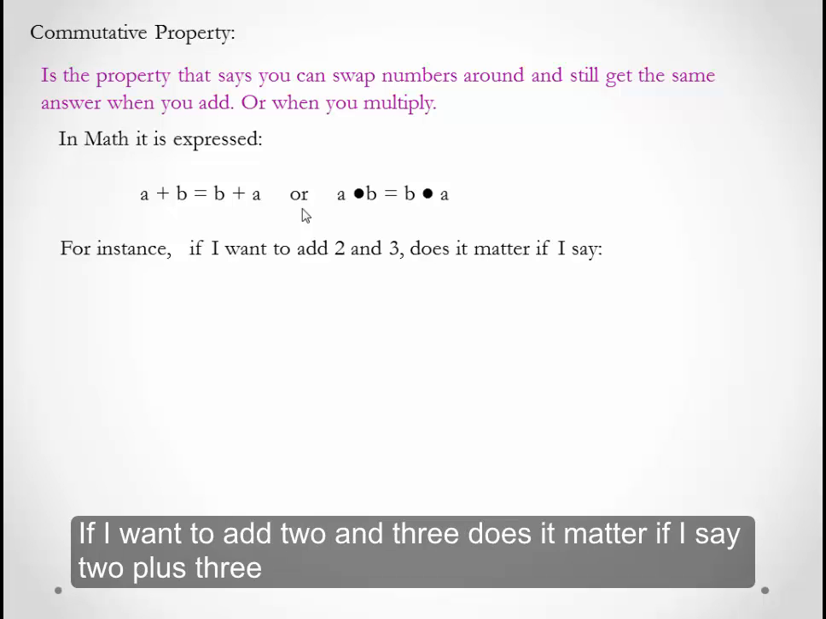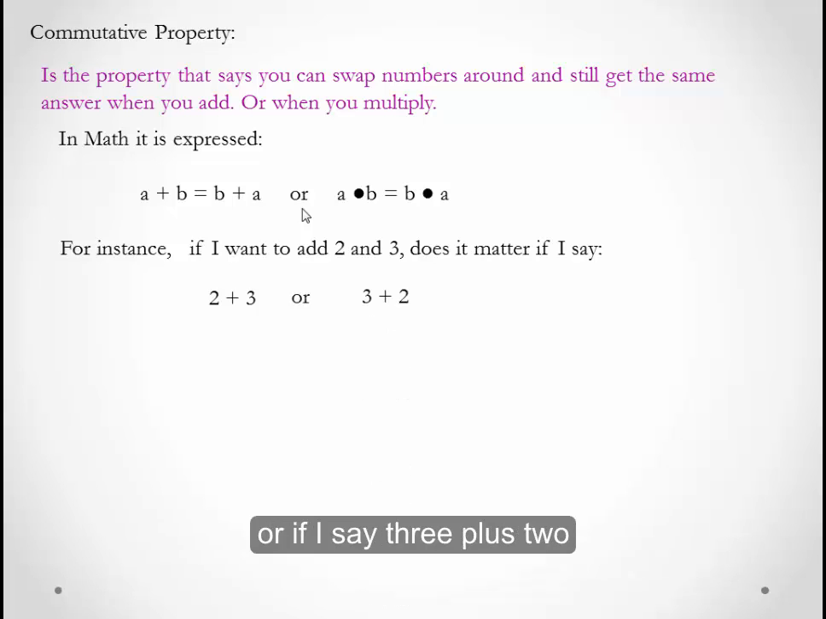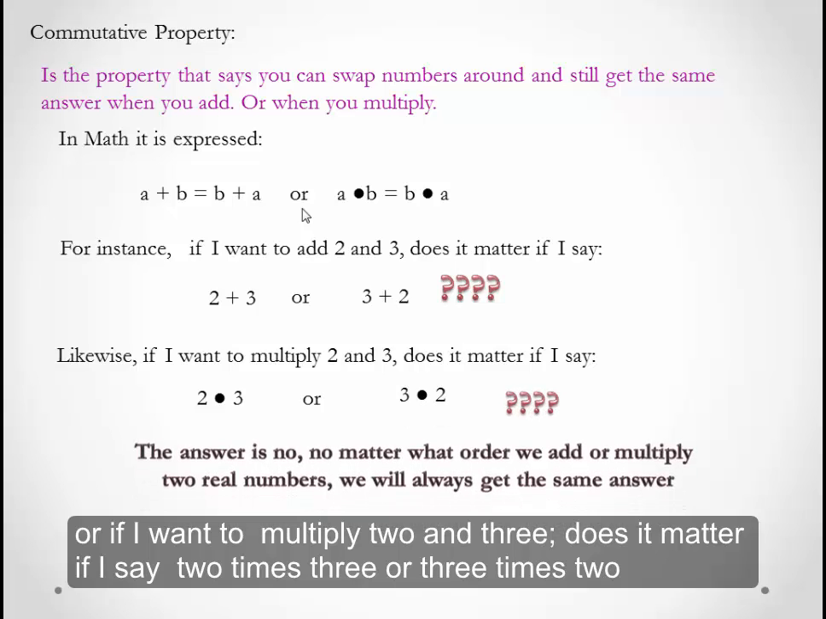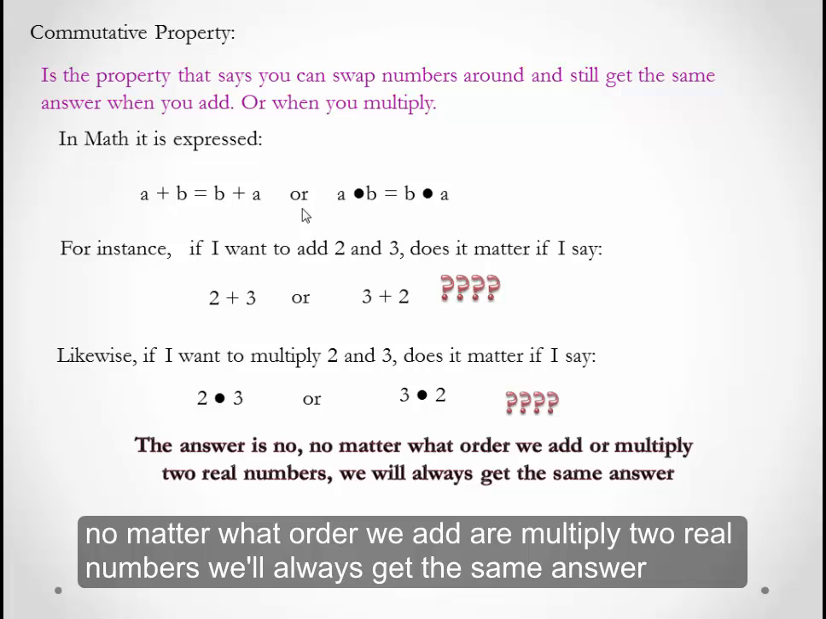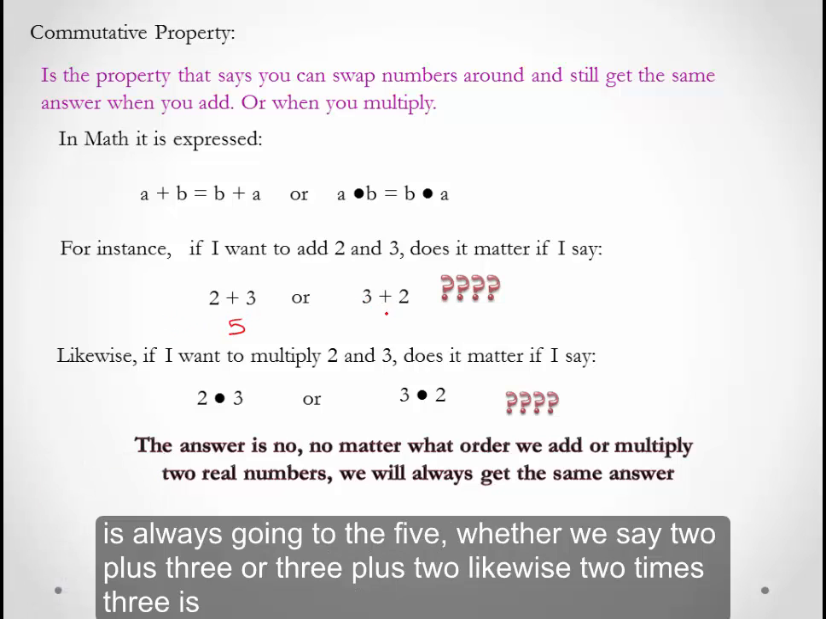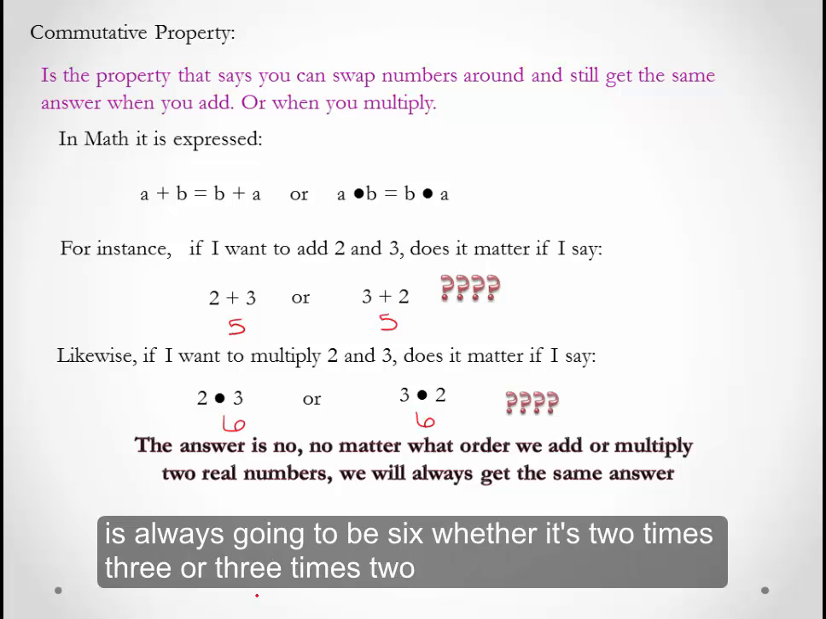If I want to add 2 and 3, does it matter if I say 2 plus 3 or if I say 3 plus 2? Or if I want to multiply 2 and 3, does it matter if I say 2 times 3 or 3 times 2? Now, no matter what order we add or multiply two real numbers, we'll always get the same answer. 2 plus 3 is always going to be 5, whether we say 2 plus 3 or 3 plus 2. Likewise, 2 times 3 is always going to be 6, whether it's 2 times 3 or 3 times 2.